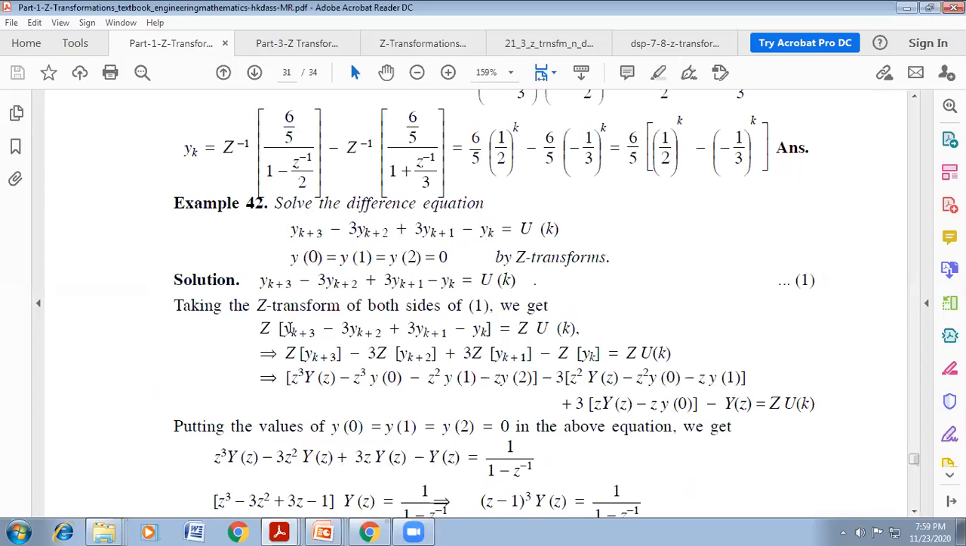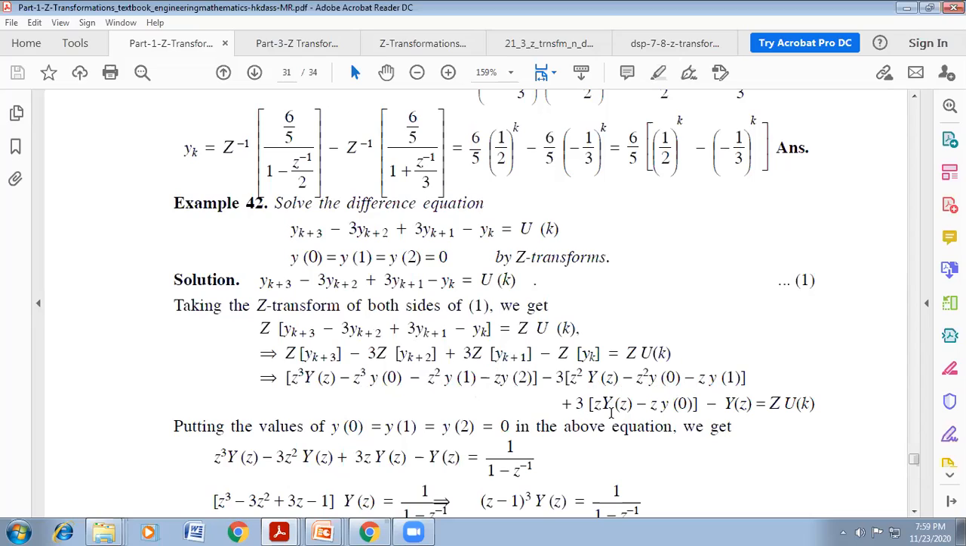So this Z transformation of y(k+3) can be written as z cubed Y(z) minus z cubed y0 minus z squared y1 minus z y2. So for third order we have to write this sequence, this transformation. Understand? For second order, we already know from the previous example: z squared Y(z) minus z squared y0 minus z y1.